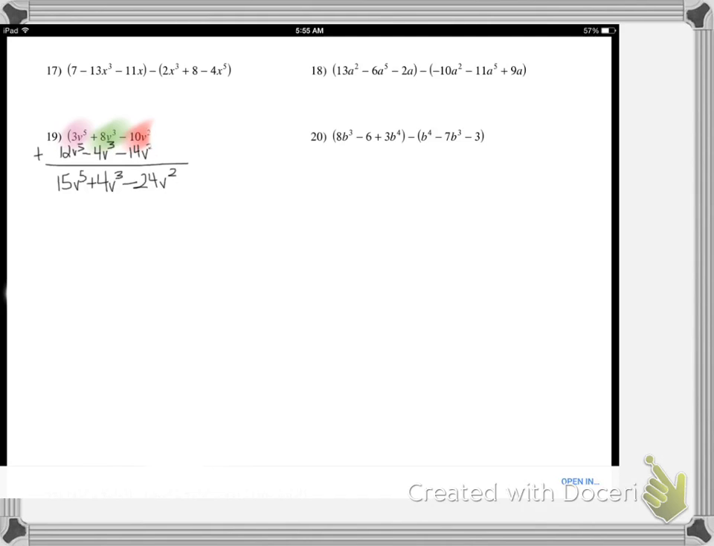24v squared. Final answer. We like to ask you sometimes to write it in descending order, which means 5, 3, 2. The numbers go down by degree. So the exponents from highest to least, that's called descending order. Ascending order would be to reverse it and make your exponents go up, square, cube, or to the fifth, depending on what exponents you have.